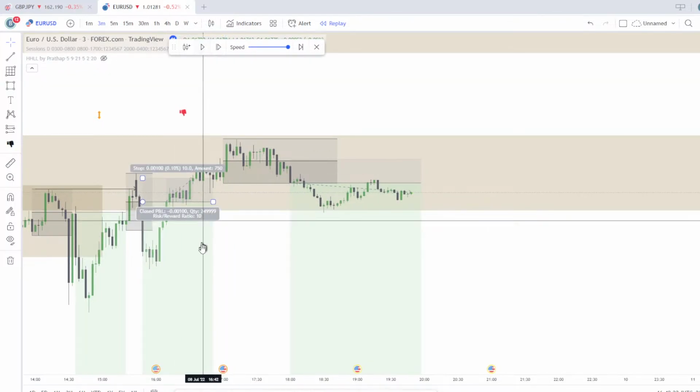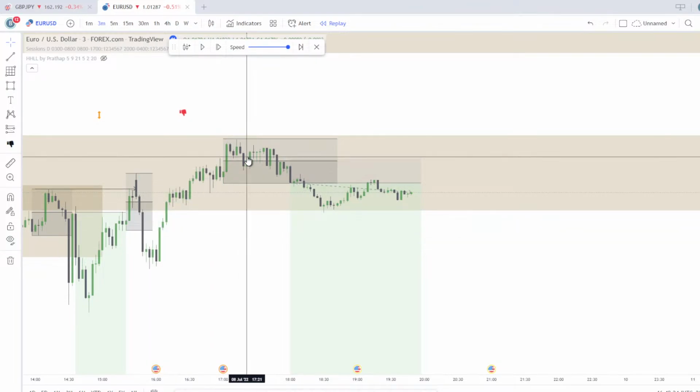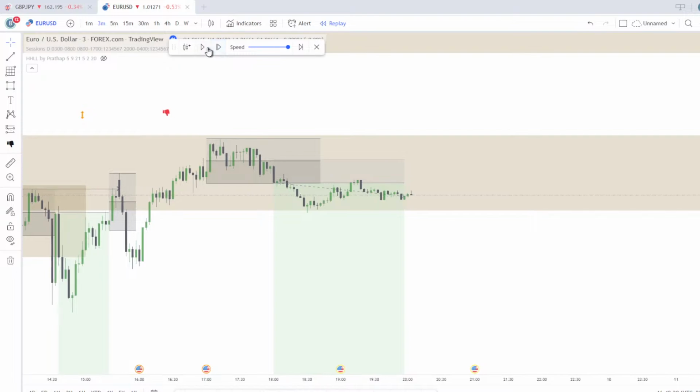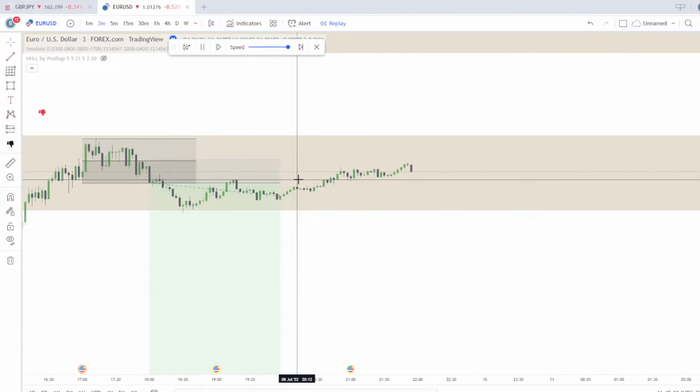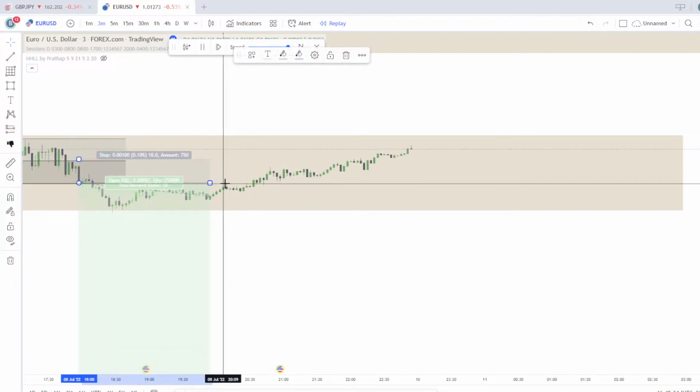I'm not marking these because I didn't have this as my zone. I'm just testing. I want to see if this gave me an entry or not, bro. Because if I'm choosing my zones wrong, I need to choose my zones a bit better.